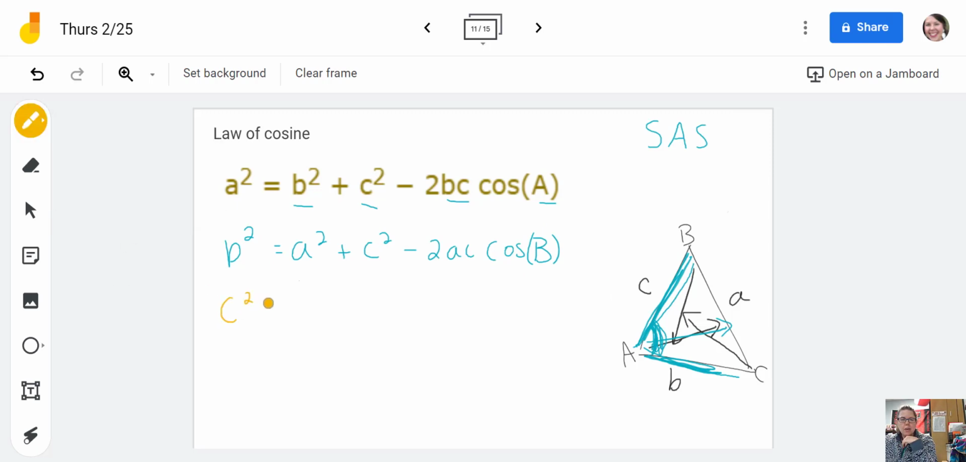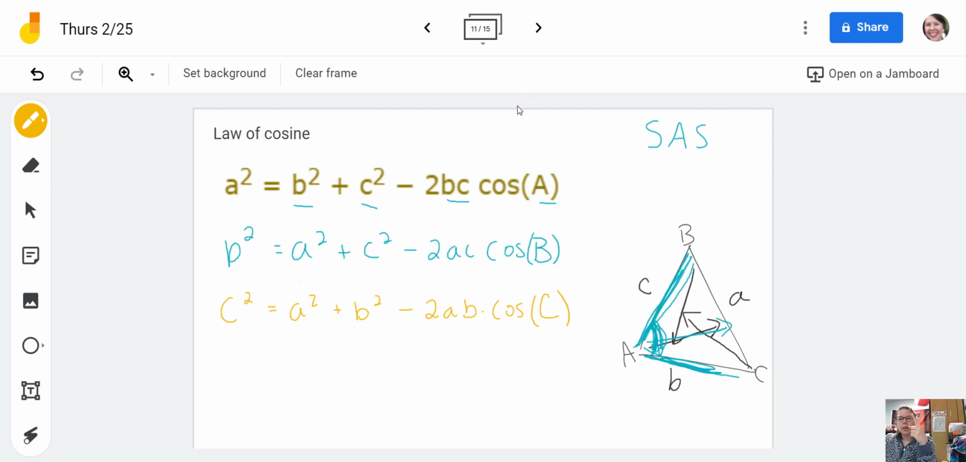Same thing if we were solving for C instead. If we have C squared, we would need A squared plus B squared minus 2AB, all of those multiplied, times cosine of C. The side and the angle all match: B and B, A and A, and then you have the other two sides. So that's the gist of the equation and how that works.